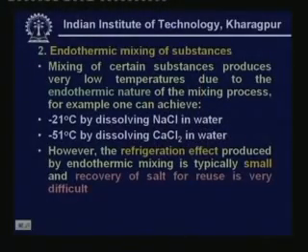But this method is not very practical as far as a practical refrigeration system is concerned, because it suffers from certain disadvantages. What are those disadvantages? The first disadvantage is that the refrigeration effect produced by endothermic mixing is typically small. So you cannot have very high capacity using this method. And the second problem is that recovery of salt for reuse is very difficult. That means if you want to provide refrigeration continuously using this method, you have to have an infinite amount of salt at your disposal and an infinite amount of water at your disposal, which as you know is not possible.